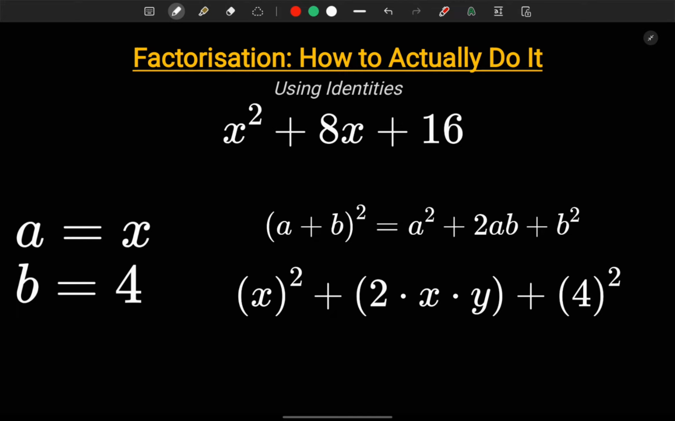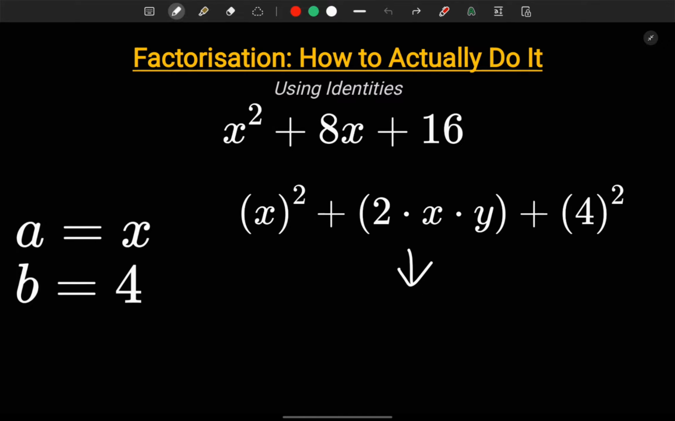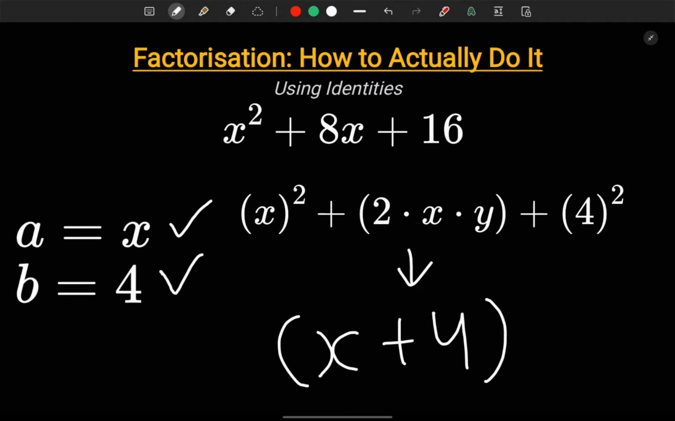But wait, we're not done yet. We still have to convert this into this form of the identity. Since we already know that a is x and b is 4, we can easily substitute this for x plus 4 the whole squared.